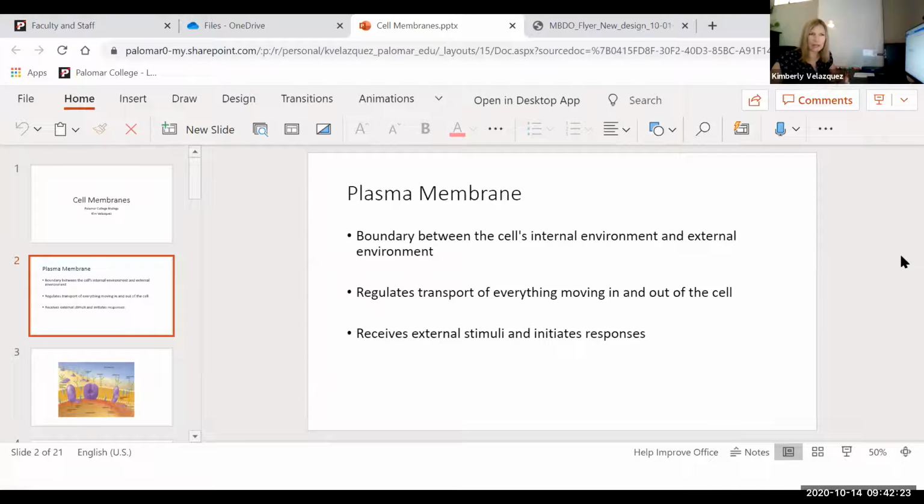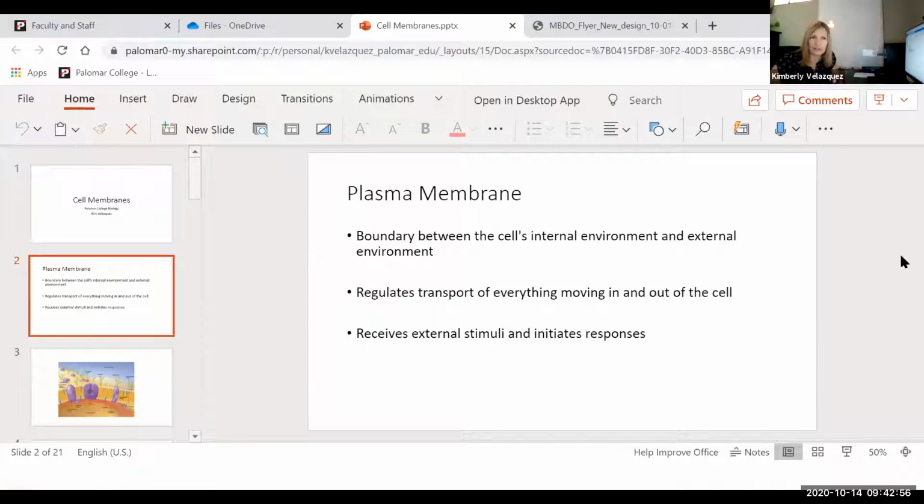So that plasma membrane is a boundary between the internal environment of the cell and the external environment of the cell. And it's what regulates everything moving in and out of the cell. It also is what receives stimuli from the outside and initiates a response inside the cell. And there are a lot of different cells in which that is what happens. So depending on what kind of cell we're talking about, there are going to be different structures in that plasma membrane that carry out the job of that cell.